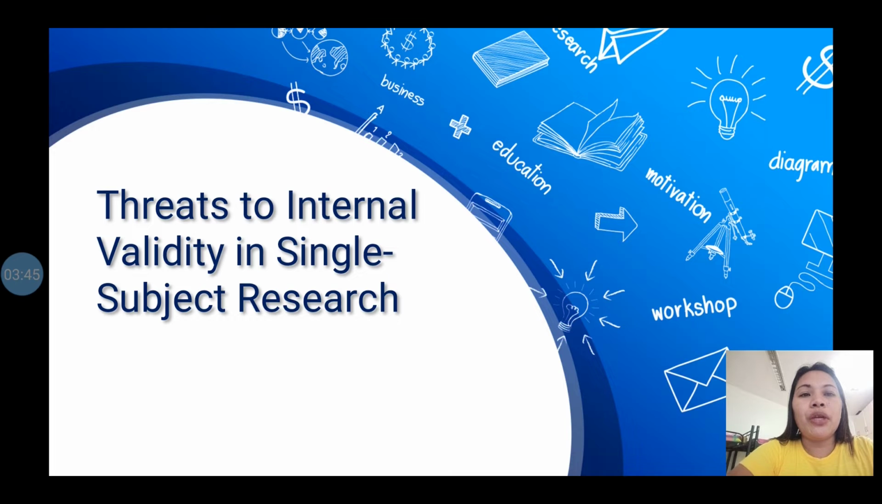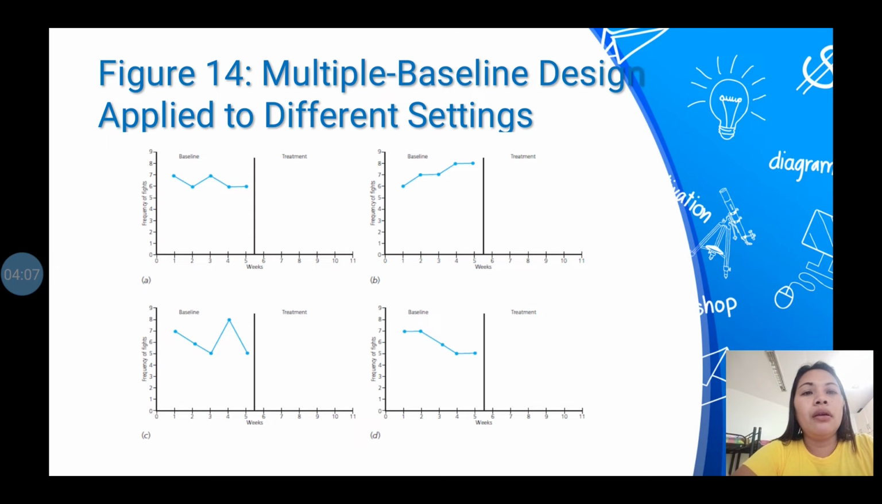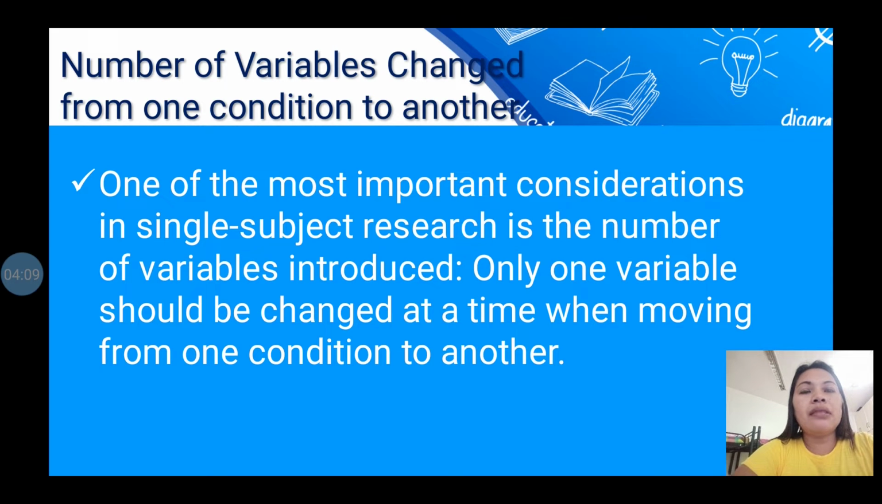There are threats to internal validity in single subject research. What are those threats? First is the condition length. It refers to how long the baseline and intervention conditions are in effect. It is essentially the number of data points, a minimum of 3, to establish a clear pattern or trend. Another one is the number of variables changed from one condition to another.